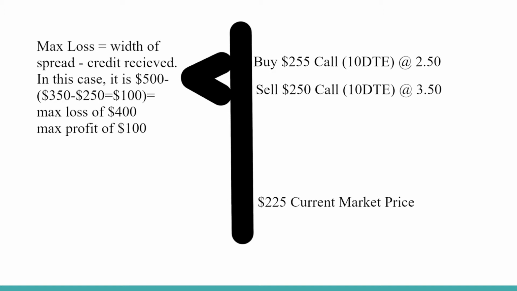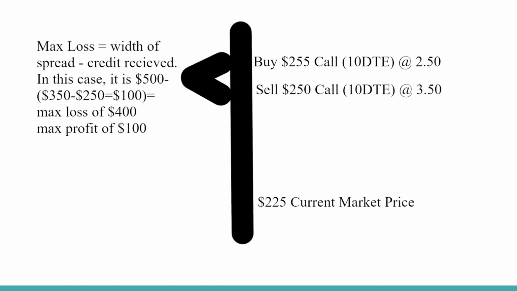The way you calculate your max loss is the width of the spread minus the credit received. The width of the spread is 255 minus 250, which is $5 times 100. If I bought the 260 call and sold the 250 call, there's a $10 gap, times 100, so I'd have to put up $1,000 of collateral for that trade. In this case my max loss is $500, but you have to subtract the credit received, so it's actually a max loss of $400 because you're taking in $100 of profit when you place the trade.